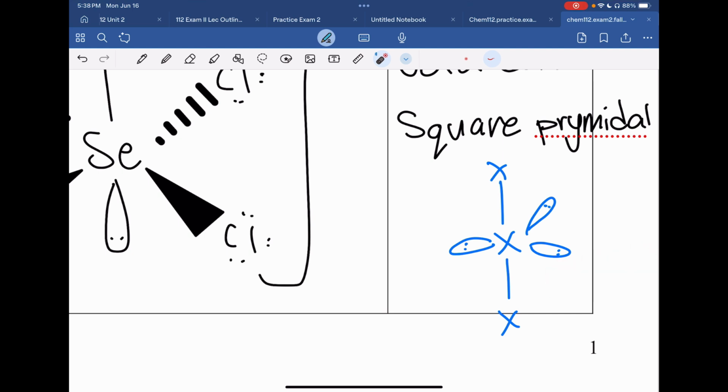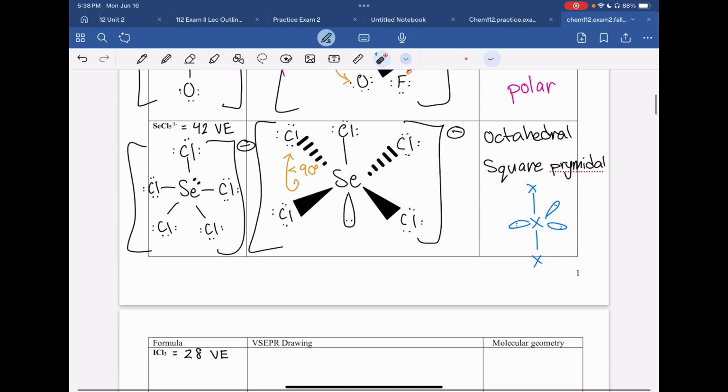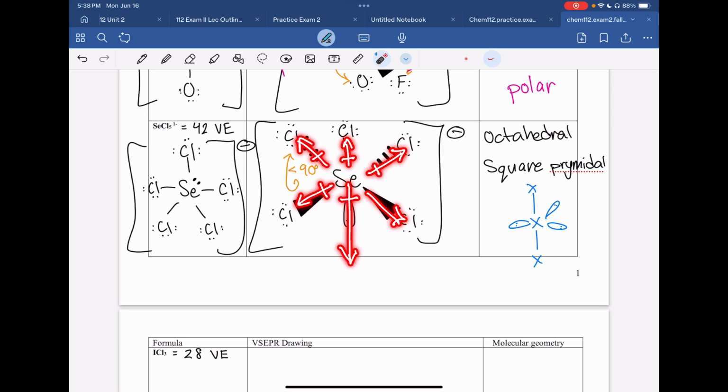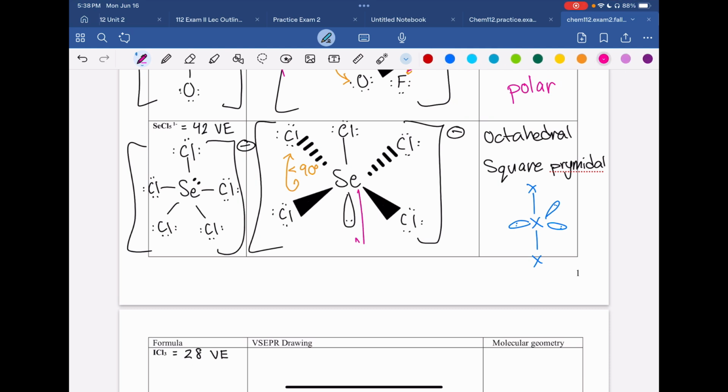Okay, so this is the only one. So if this is a straight line, it is 180, not less than. It is 180. Okay, so if all of these are pulling towards the chlorines, because chlorine's more electronegative than selenium. However, this lone pair is huge. The polarity arrow is gigantic. So if there is a pull, it is polar. Okay, remember, just for the blue guy, it is non-polar.